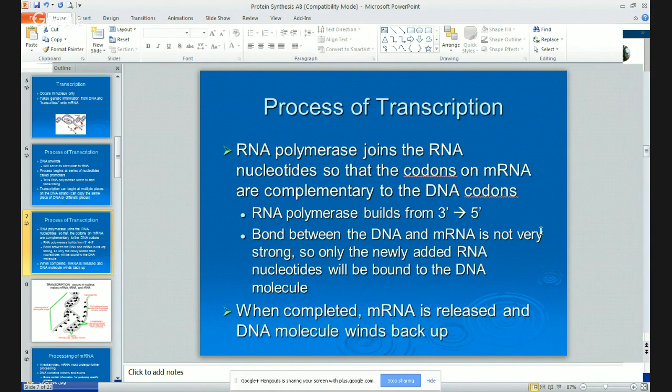So the last step: once the RNA polymerase has completed building the messenger RNA strand, that strand is completely released from the DNA molecule, and then the DNA molecule winds back up, curls back up, and basically just waits until it's needed again to create more proteins, or specifically more messenger RNA strands. And then the messenger RNA will leave the nucleus.